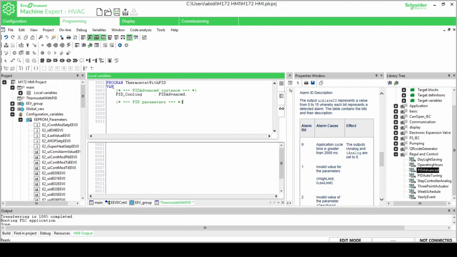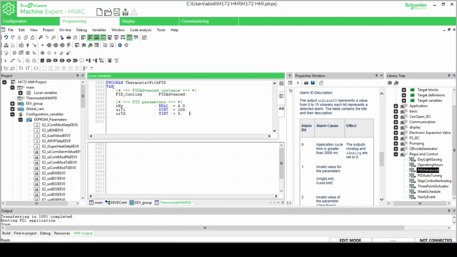Next, we define the PID parameters. rKP: REAL equals 4. This is the proportional gain of the PID controller. It determines how strongly the controller reacts to the difference between the set point and the measured temperature. uiTI equals 100. This is the integral time, expressed in tenths of a second. The integral action helps eliminate steady-state error over time.